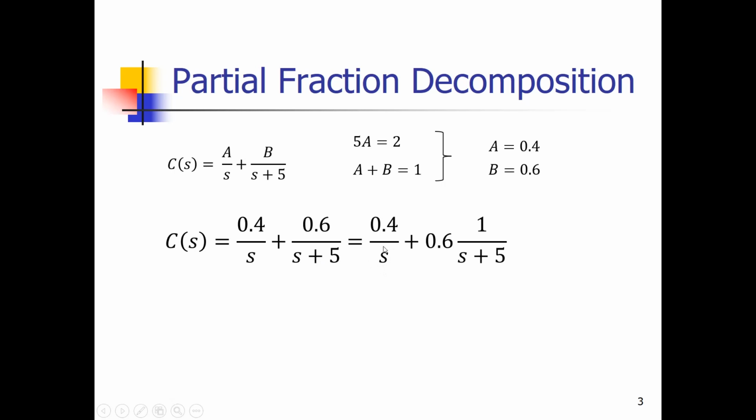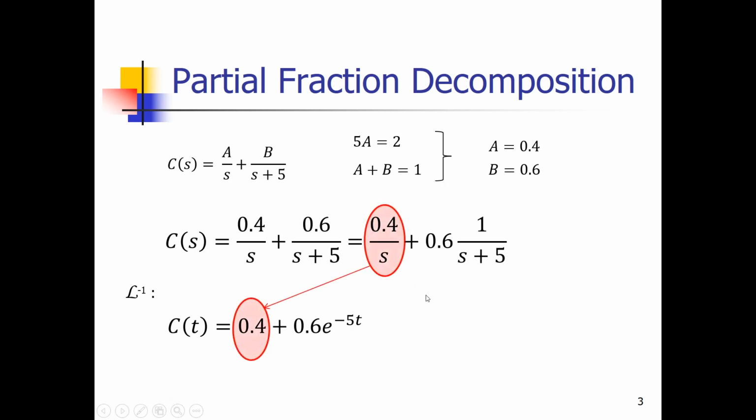It's 0.4 over s plus 0.6 times 1 over s plus 5. And these separate parts can be transferred easily to the time domain by using the inverse Laplace transformation rule. Well, 1 over s is in the time domain 1 multiplied with 0.4 equals 0.4.